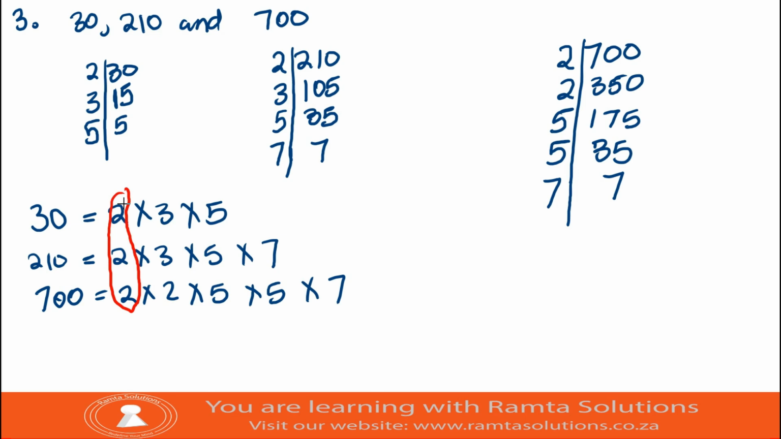The 2 is common, the 3s are not, and the 5s are common only once. So our highest common factor is 2 times 5, which is 10, right? So this is our highest common factor. Okay, guys, remember, you look at how many times your factors are repeated. Common 2s are appearing only once, common 5s are appearing only once.